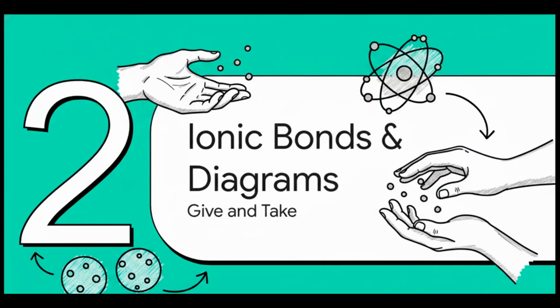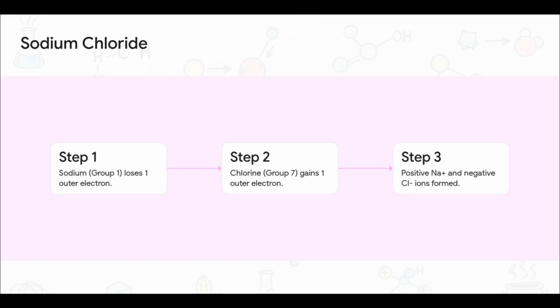Moving right along to Section 2, ionic bonds and diagrams. This is the ultimate give and take relationship. Let's dive into this step by step using good old sodium chloride as our example. In step 1, sodium, which is a group 1 metal, has this one pesky outer electron that it desperately wants to get rid of to become stable. Meanwhile, over in step 2, chlorine, a group 7 nonmetal, is literally just one electron short of a full shell. So, it's a match made in heaven, right? Sodium just transfers its electron straight to chlorine.